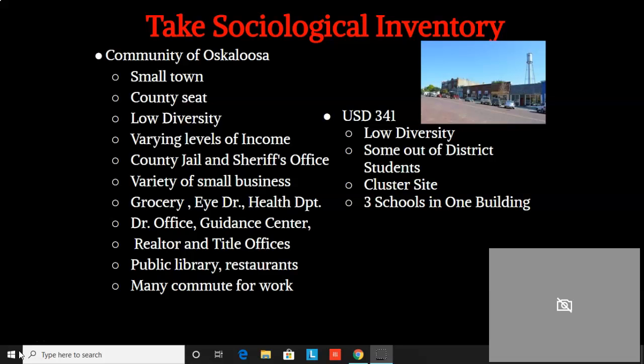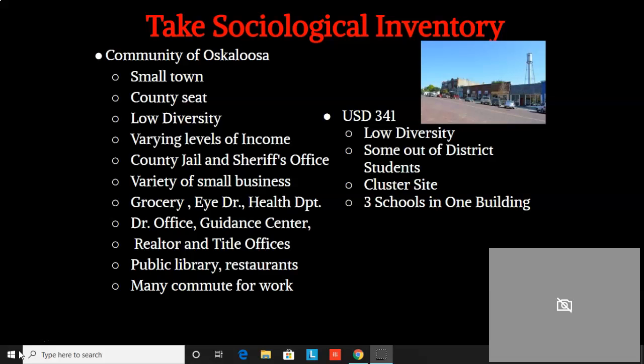We have a grocery store, a Dollar General. We have an eye doctor. We have the health department. We have a doctor's office. We have the Guidance Center for Mental Health Services. We have lots of realtors. We have a title office, a public library, and several restaurants. We do have many, though, that commute for work. They do not work in the community.